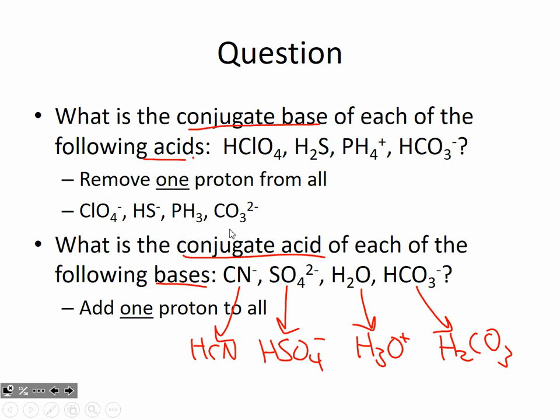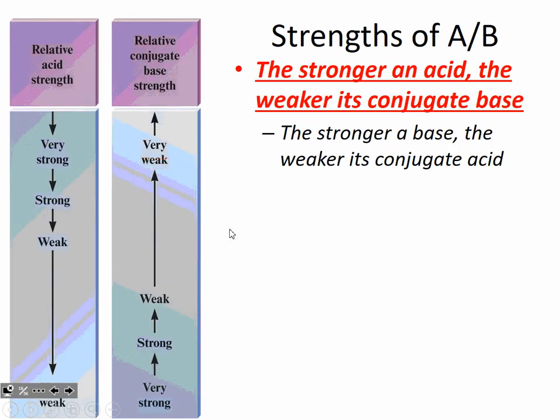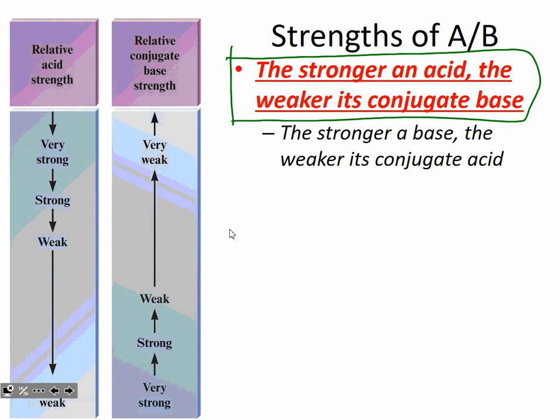Now, how do you know if something is an acid versus something is a base? This concept of conjugate acid-base pairing is actually going to be directly related to acid-base strength. And there's this critical relationship right here. The stronger an acid is, the weaker its conjugate base is going to be. This chart that's on the left here is actually showing this. We have relative acid strength here on the left and relative conjugate base strength here on the right.